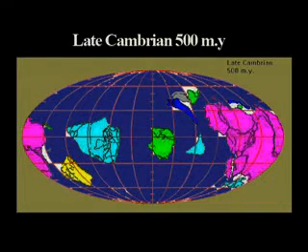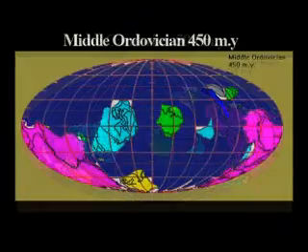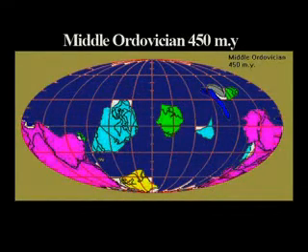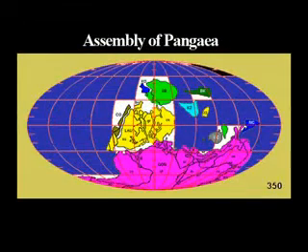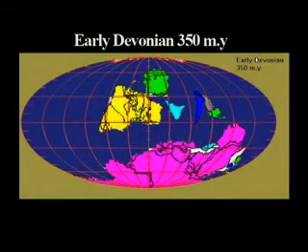This diagram shows the position of the continents during the late Cambrian period, 500 million years ago. This diagram shows the middle Ordovician period world roughly 450 million years ago. The world 420 million years ago during the mid Silurian. This diagram shows the assembly of Pangaea 350 million years ago, and the early Devonian world is shown, which belongs to 350 million years ago.